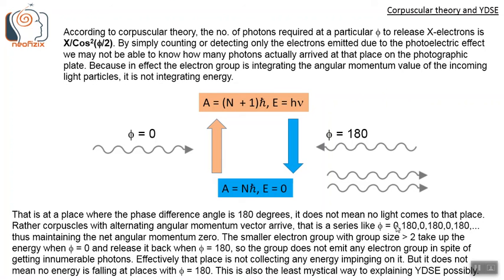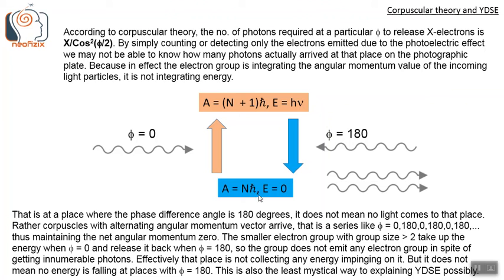So if this we add as plus 1, this will be minus 1, plus 1, minus 1, a series of plus 1, minus 1. The net angular momentum after an even number of steps will be definitely 0. Or even otherwise, even in the odd step, the angular momentum will be extremely low. So the smaller electron group with group size greater than or equal to 2 can take up the energy or absorb the energy when phi equals 0, or the phase difference angle is 0, and they will release it back when phi equals 180.